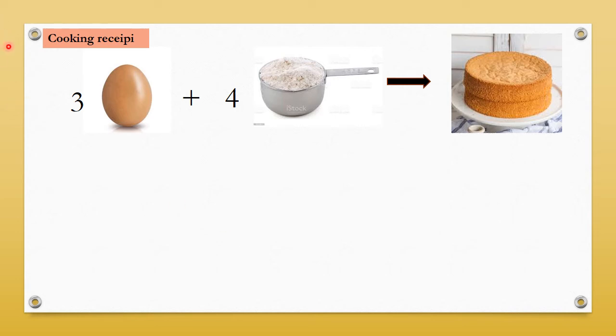Okay, so now let's look at the example. I'm going to use a simpler analogy to show you what a limiting reactant is. For example, a cooking recipe says you need 3 eggs and 4 cups of flour to produce 1 cake. This is what we call the theory, based on the cooking recipe.